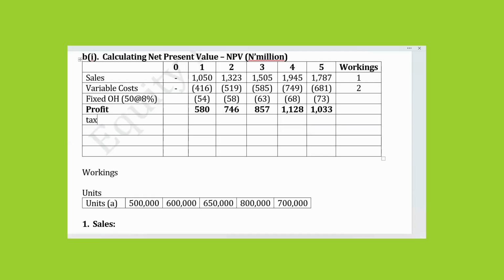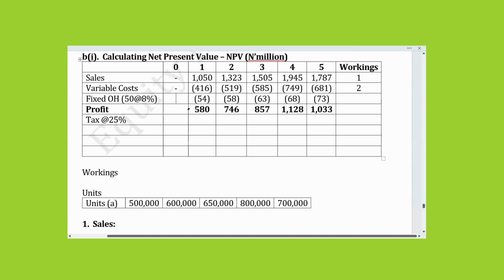I will then come here. I'm using tax saved on capital allowance to reduce my tax liability. So I will then multiply by the company tax rate. Company tax rate is 25%. Therefore, I will multiply 25% on the taxable profits.